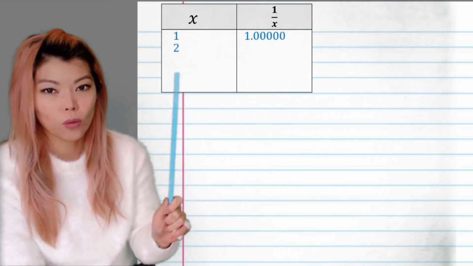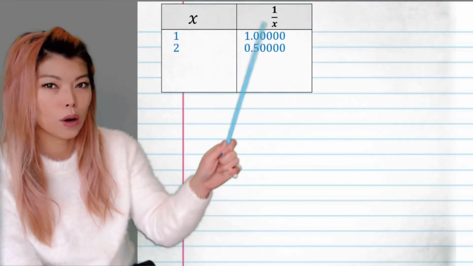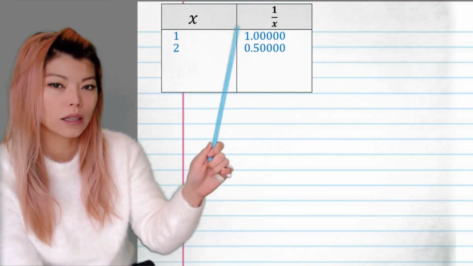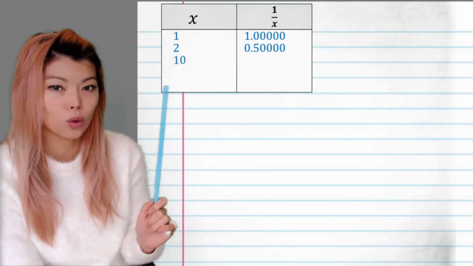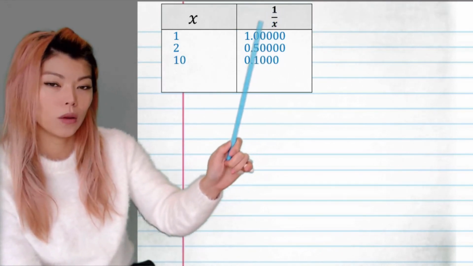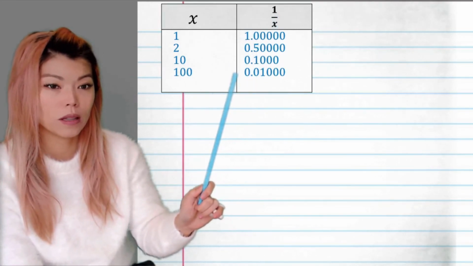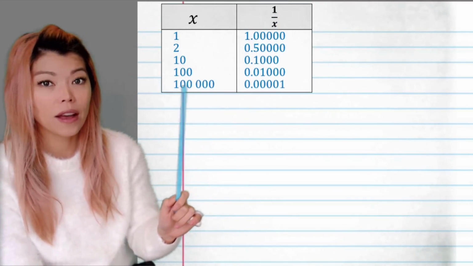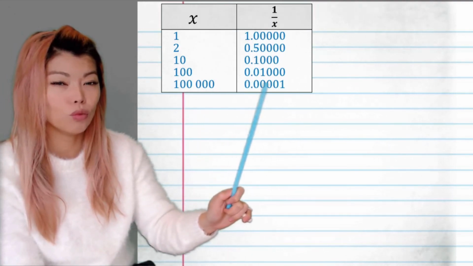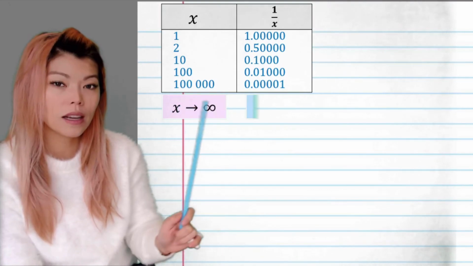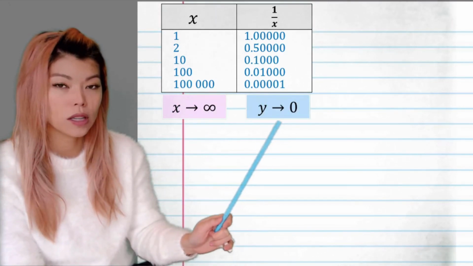So let's pick 1, for instance. 1 over 1 will be 1, 2. 1 over 2 would be a half. So I'm picking numbers that are getting bigger and bigger to see what 1 over a big number will look like. 10, 1 over 10 would be 0.1. 100, 1 over 100 would be 0.01. 100,000, 1 over that will be really tiny. So we can say that as x approaches infinity, y approaches 0.